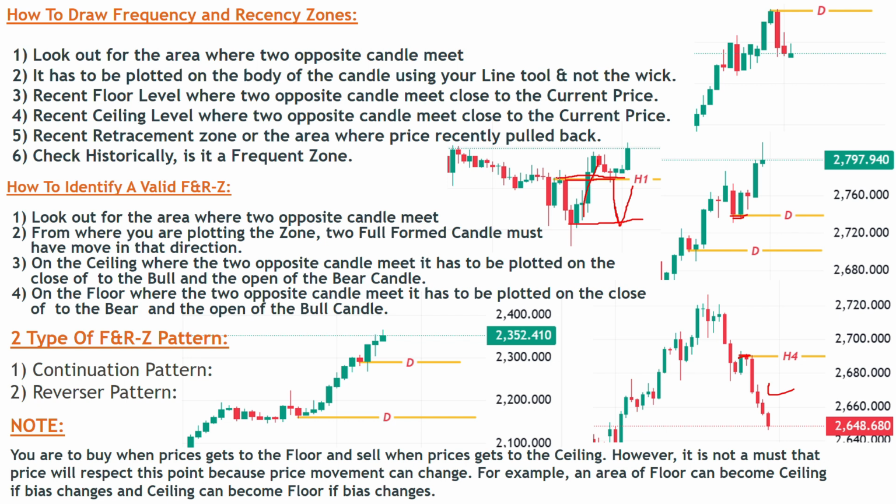How to identify a valid F and R zone? How then do I identify a valid F and R zone? Number one, look out for areas where two opposite candles meet. Whenever you open a chart that respects these zones, just look out for areas where two opposite candles meet. Look out for it, number one. Then number two, from where you are plotting the zone, which is the body of those two opposite candles, two full-formed candles must have moved in that direction, just as you can see here.